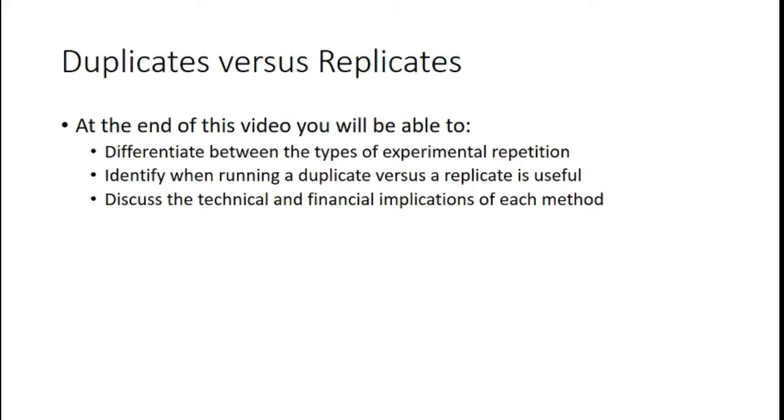So, at the end of this video, you'll be able to differentiate between the different types of experimental repetition and identify when running a duplicate versus a replicate is useful. Last but not least, talk about the technical and financial implications of each method with an industrial focus in particular. You can take this topic to a much higher level with some more extensive study in statistical analysis, but we're going to focus on this from an industrial development perspective.